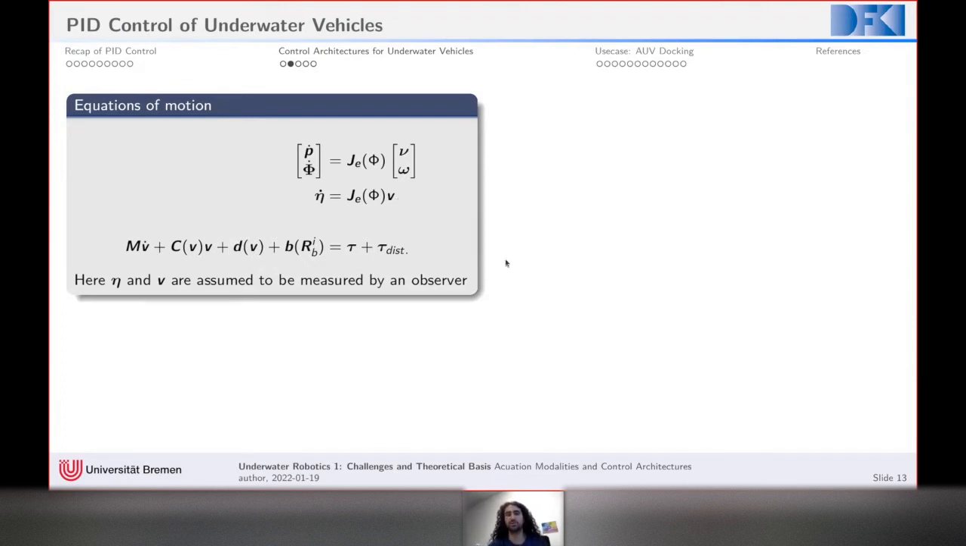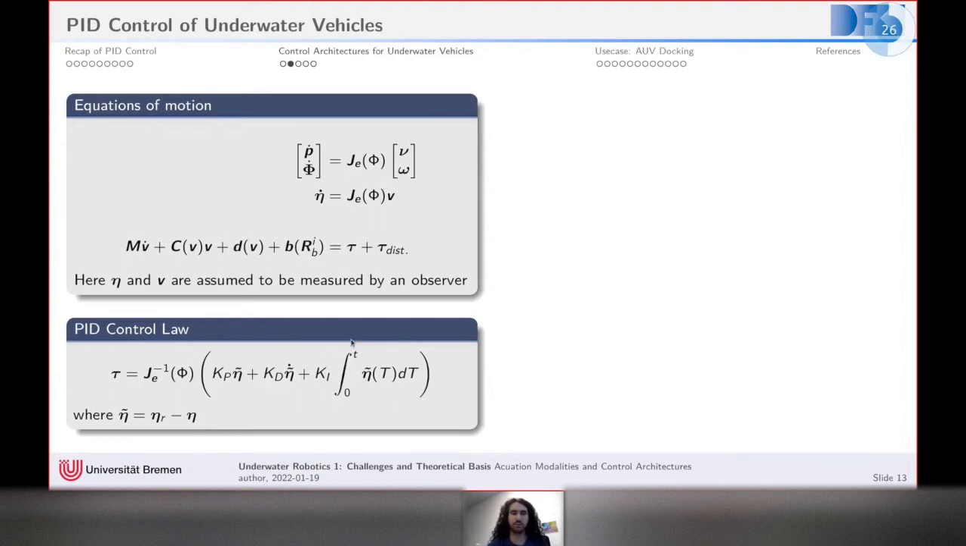So if I have an observer that can measure for me those states, I can design a PID controller of the following form. The tau that I'm going to choose is basically taking the error of the pose, multiplying it by a proportional gain, a derivative gain, and an integral gain. And then the only thing I have to do is transform it to the body frame, because this error is actually still in the inertial frame. So this is position, and this is the orientation, either Euler angle or quaternion error.